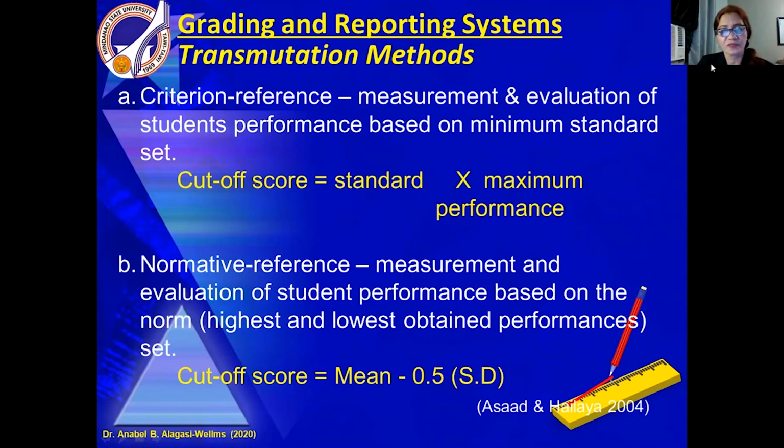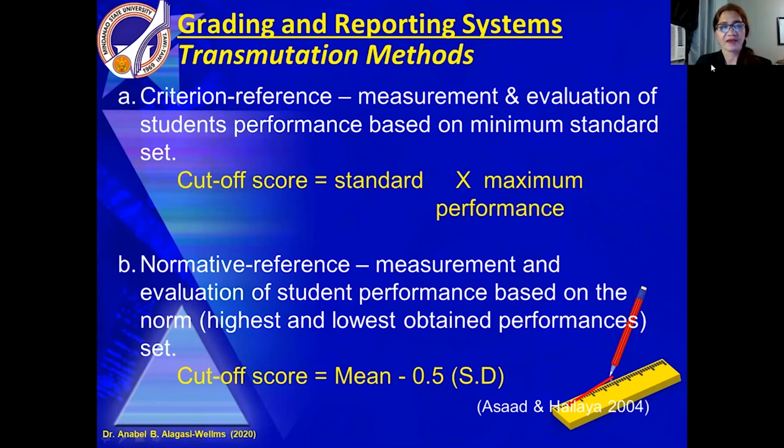This is measurement and evaluation of student performance based on the norm. So the highest and the lowest obtained performance is set. The cutoff is equivalent to the mean, or mean score, and then minus 0.5 standard deviation. That's according to Asaad and Hailaya. Simply put, normative reference method is that you do not follow the 50% standard. You don't follow a 70% standard in passing the test. You just get the highest score of the student's performance. So for example, you have a 100 item test, and then you will use normative reference. Whatever is the highest score, for example, the highest score is 75, that score would get the highest grade. Meaning to say, that's normative reference. You're not using criterion reference.